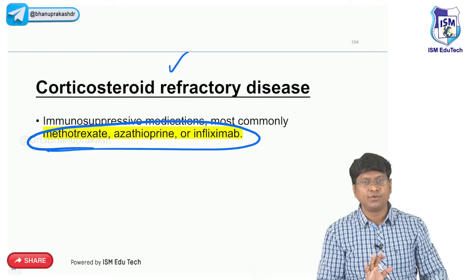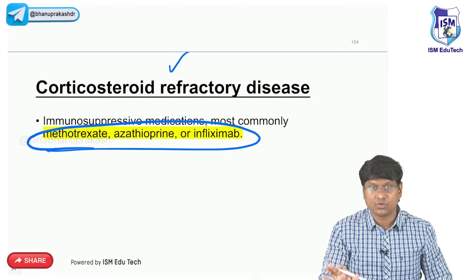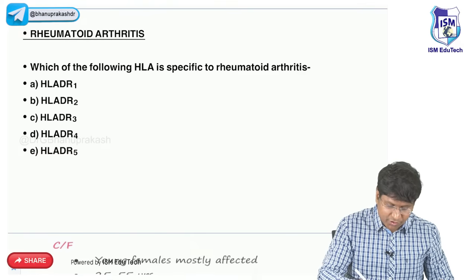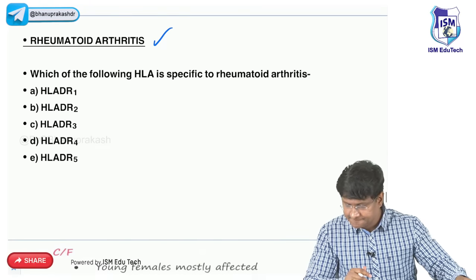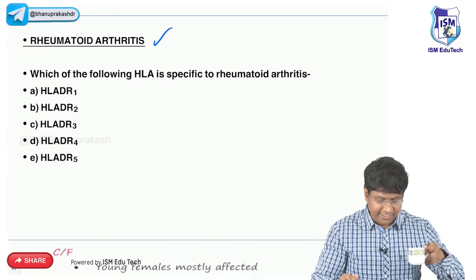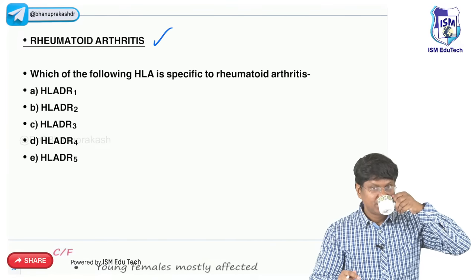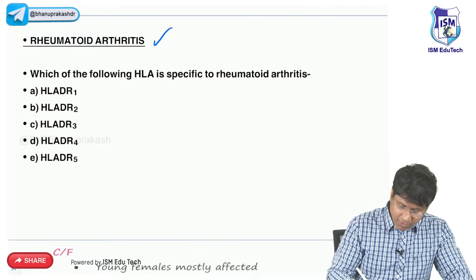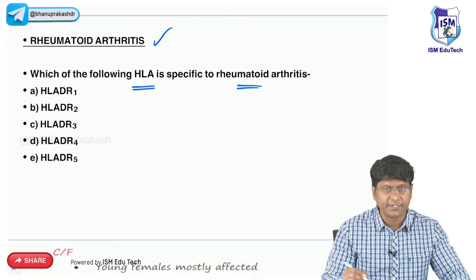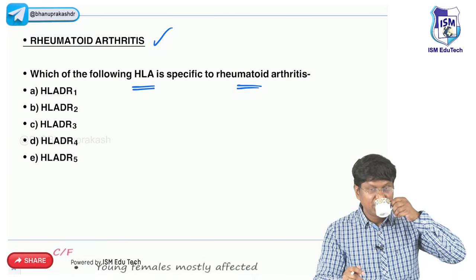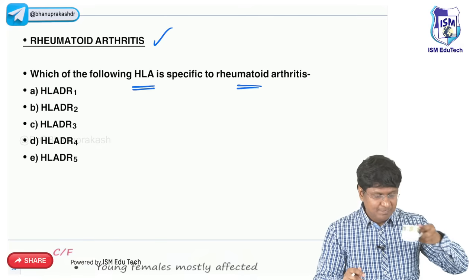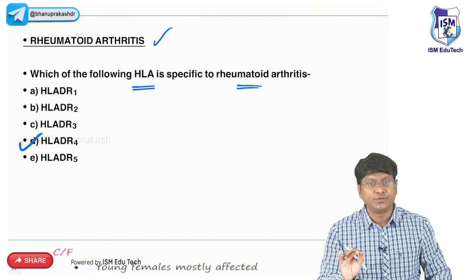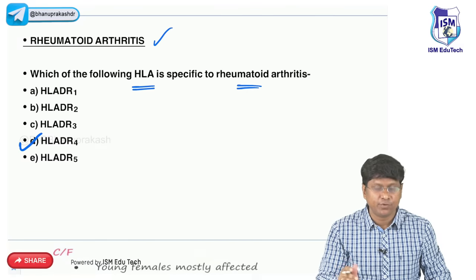Okay. So this is about the completion of sarcoidosis, which is a multi-system disorder. Now we'll move on to the next important topic, that is rheumatoid arthritis. Right. Anyone want to make an attempt at this question? Which of the following HLA is specific for rheumatoid arthritis? Very good. So that is HLA DR4.